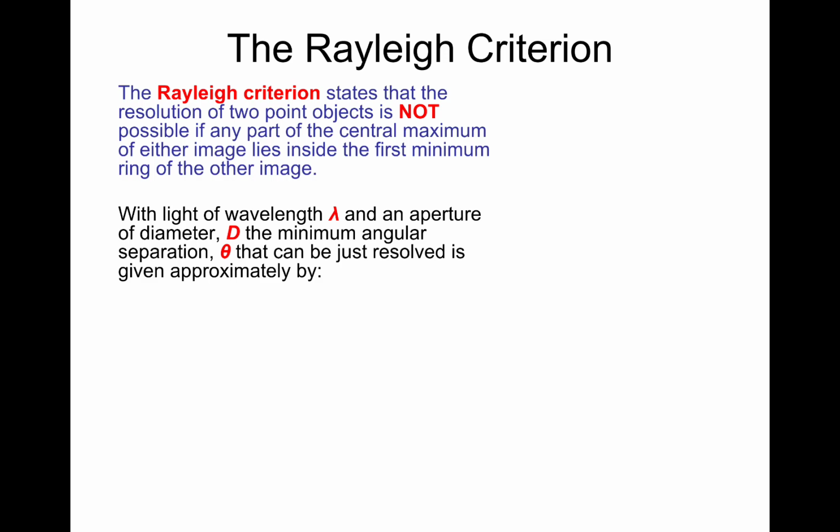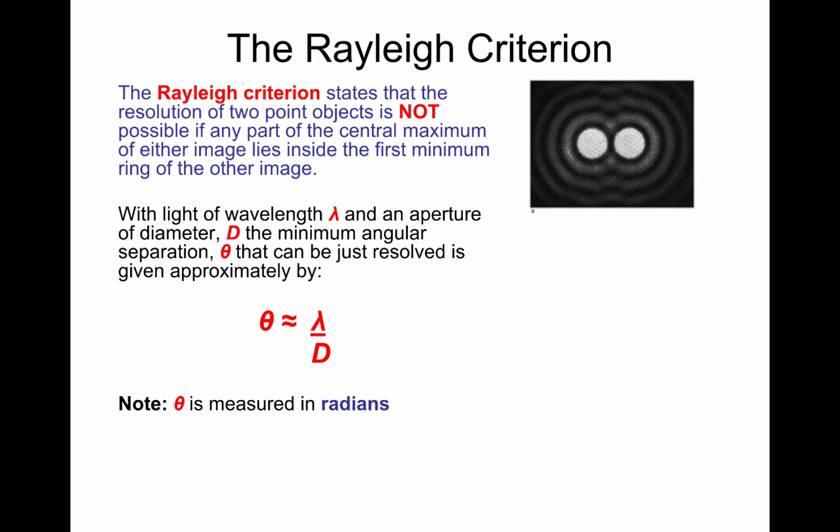So with light of wavelength lambda and an aperture of diameter d, the minimum angular separation that can just be resolved is given approximately by this. The Rayleigh criterion is approximately equal to the wavelength divided by the diameter. By the way, theta is always in radians, so angles are in radians.